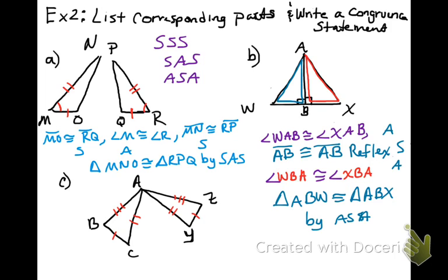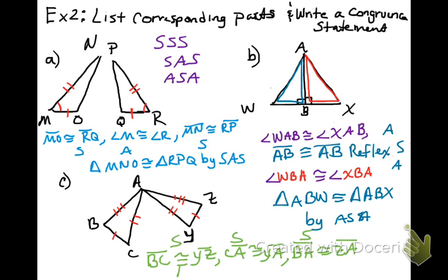So, again, you have your one sign, one line, so I'm going to do that first. I'm going to have BC is congruent to YZ. And then I have my two lines, so it's going to be CA is congruent to YA. And then I have BA is congruent to ZA.